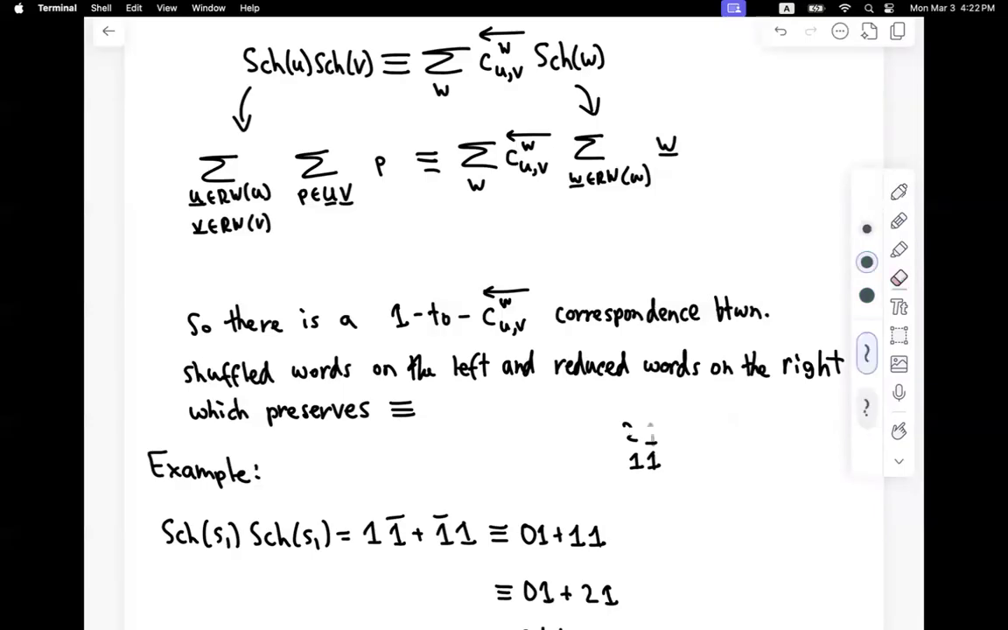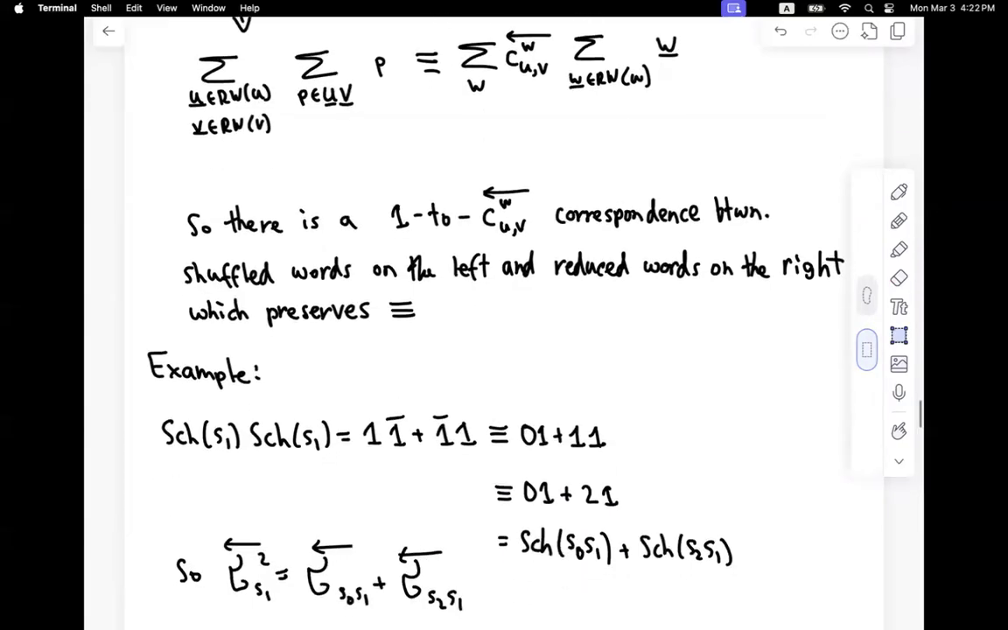And by similar methods, I can conclude that this row here comes from the permutation S0, S1. And so we have now the Schubert expansion, technically the backstable Schubert expansion of Schubert sub S1 squared. If you want the ordinary one, again, you just get rid of anything that has a 0 or below.